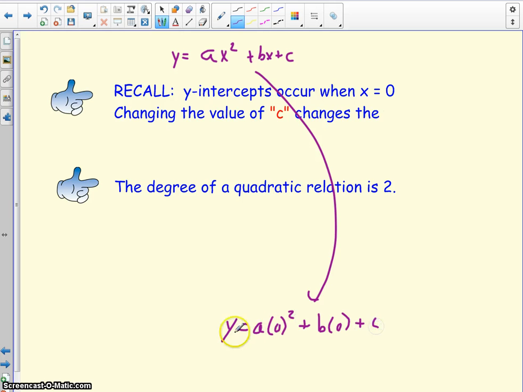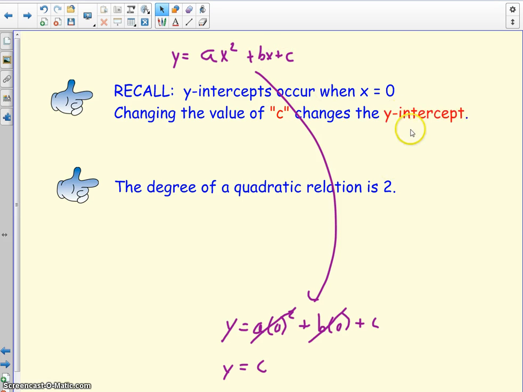And once you put 0 in, a lot of things simplify, right? 0 squared is 0 times a is 0, so all that's gone. B times 0 is 0, so that's all gone, so you just get y equals c. So that means the value of c in the standard form of the equation is the y-intercept.